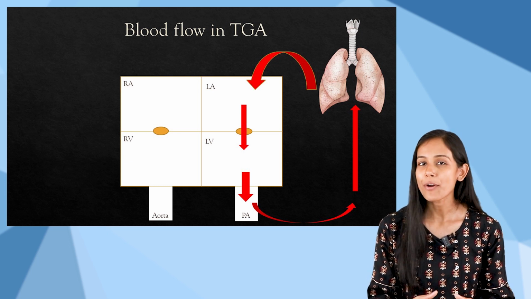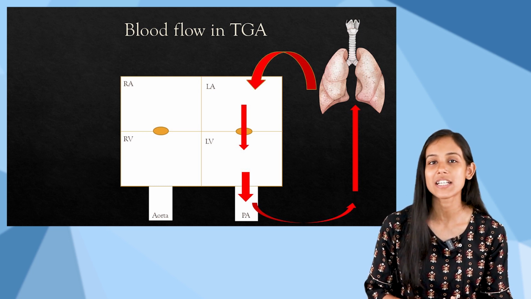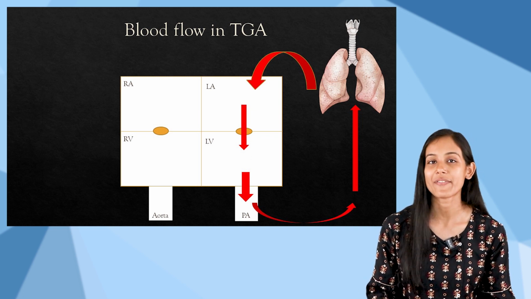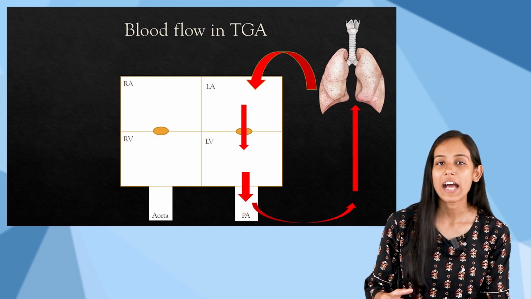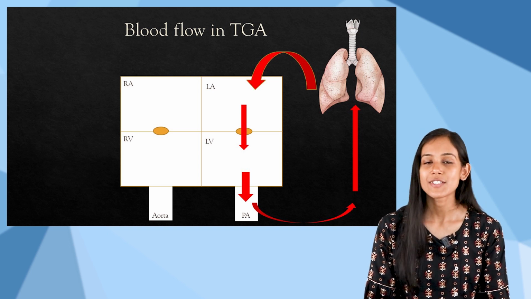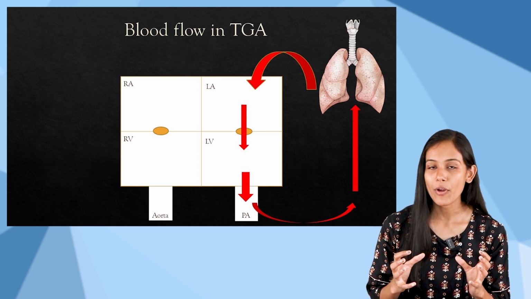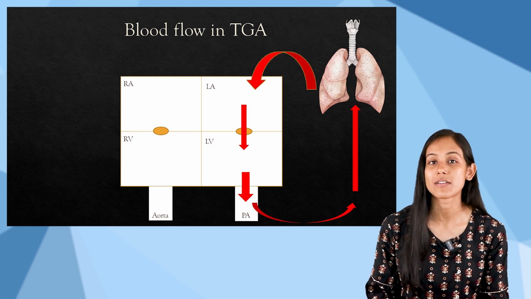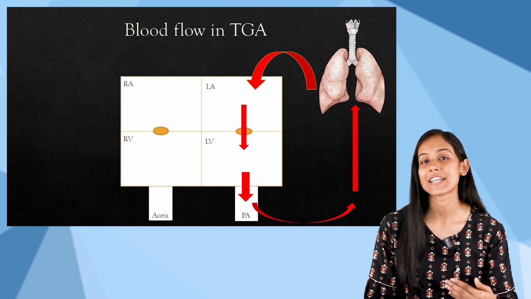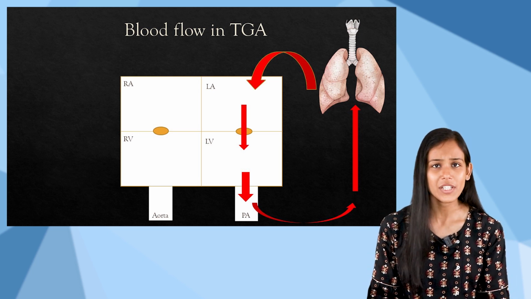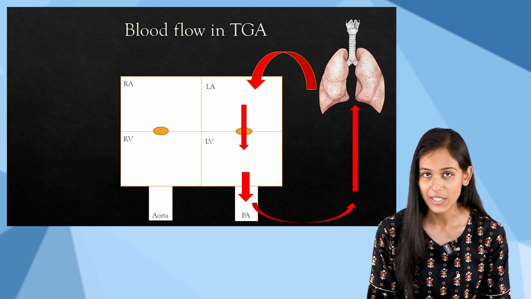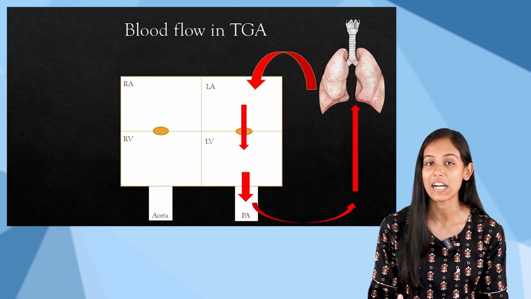Because in the normal heart, we saw that the pulmonary artery is connected with the right ventricle, right? So through the pulmonary valve, it goes to the pulmonary artery. But here there is a problem, right? So here what would happen? From the right ventricle, this deoxygenated blood will be pushed through the pulmonary valve, but it would enter the aorta, because the aorta is connected to the right ventricle, right? So there is transposition of this artery.